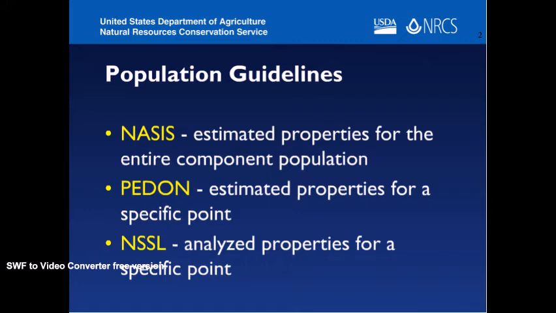The first one is NASIS. NASIS is considered an estimated soils property database. Why do we consider it estimated? Because we have an entire component population, and we have to be able to estimate what the soil properties are for anywhere in that given population of that named component.